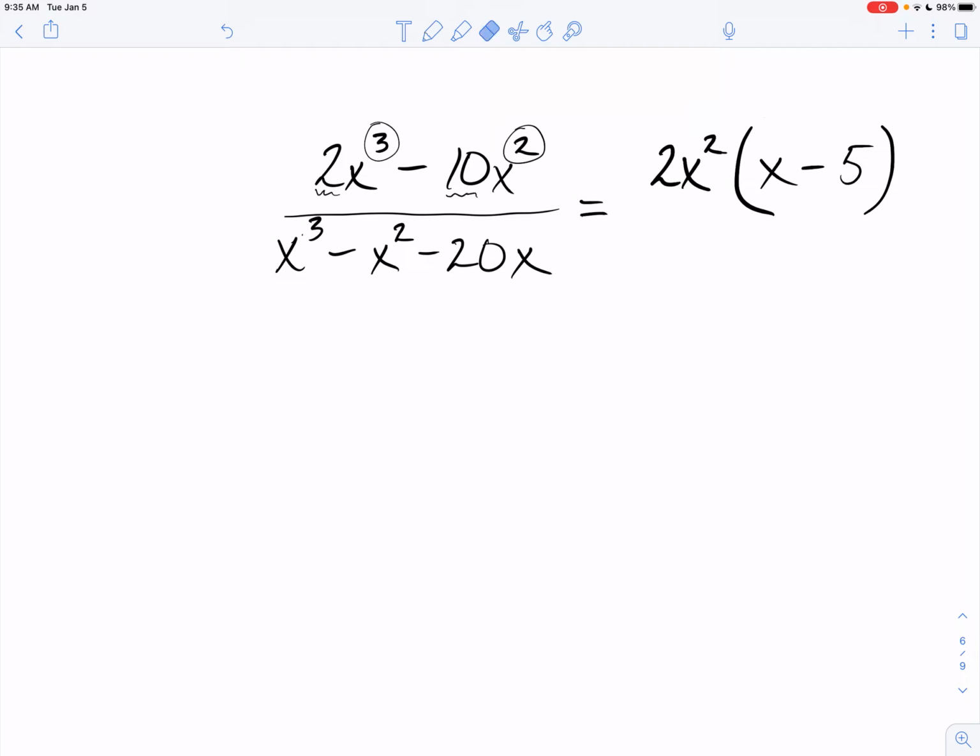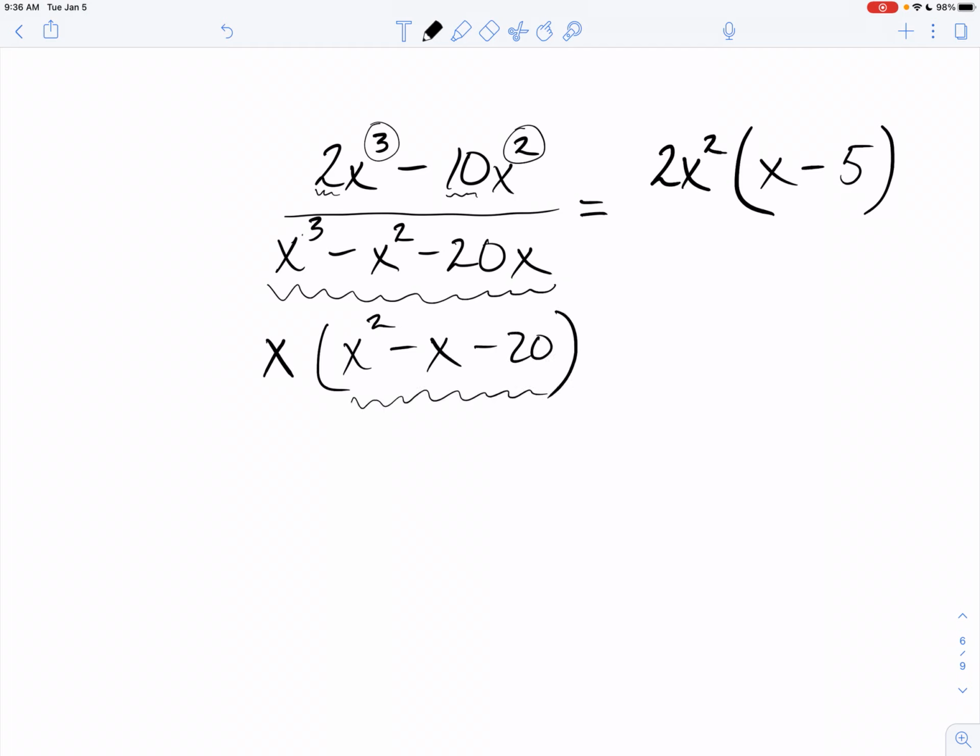I'm going to erase that arrow. Now on the bottom, do you guys see another GCF? They all have what in common? They all have x in common. So I'm going to take that out, and then I end up looking at this thing. And this thing right here, 20, it could be a lot of stuff. 1 times 20, 2 times 10, but I'm going to guess it's 4 and 5. Why? Because I see something in the top that might match up.